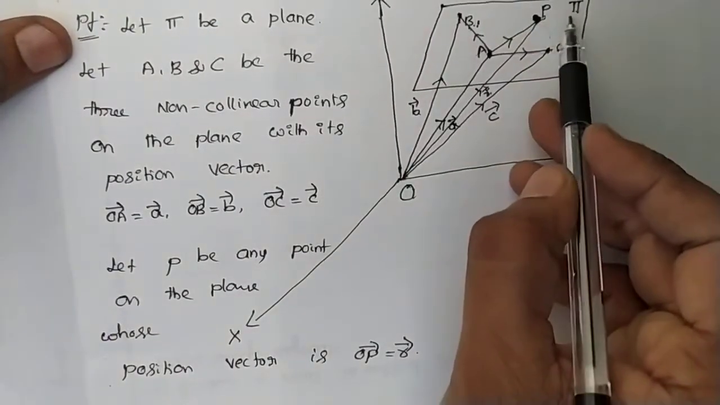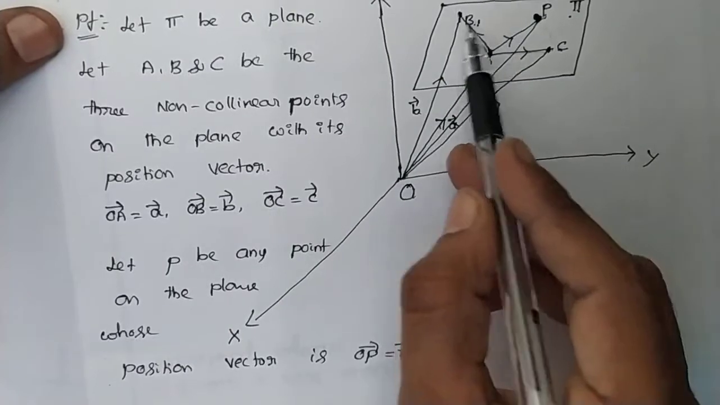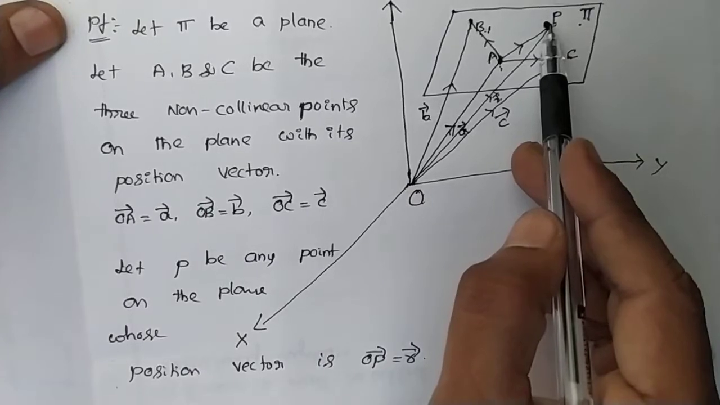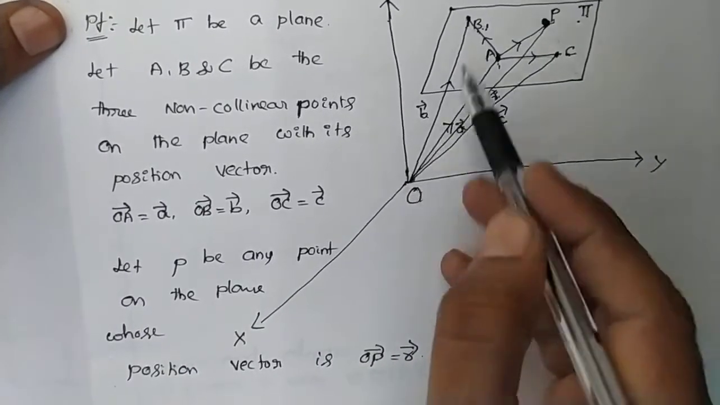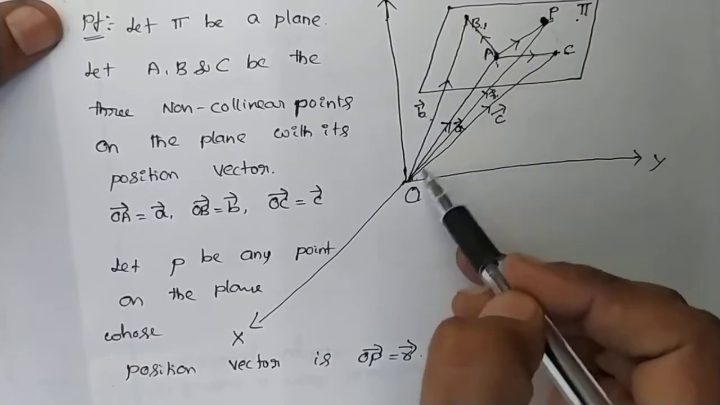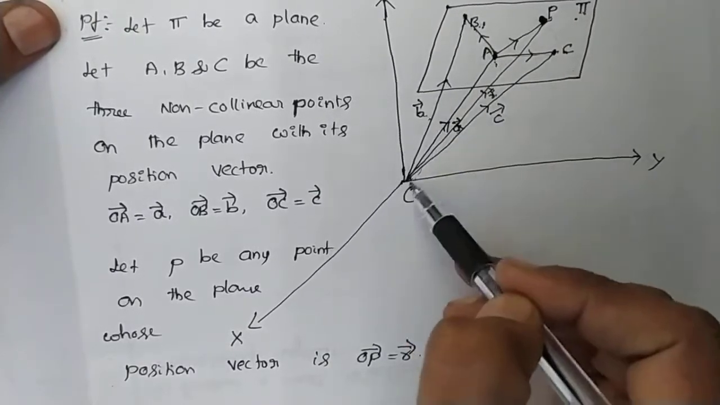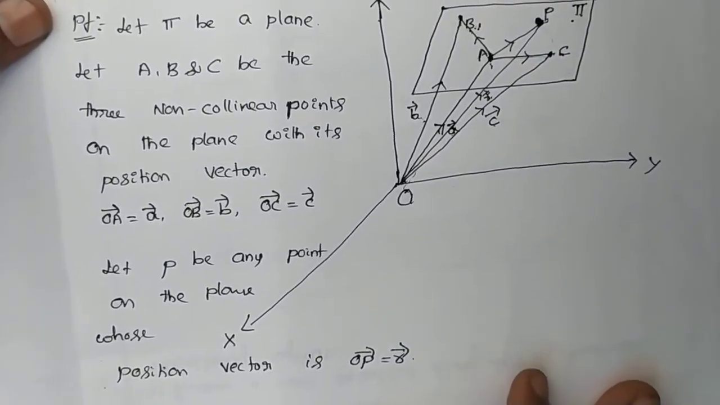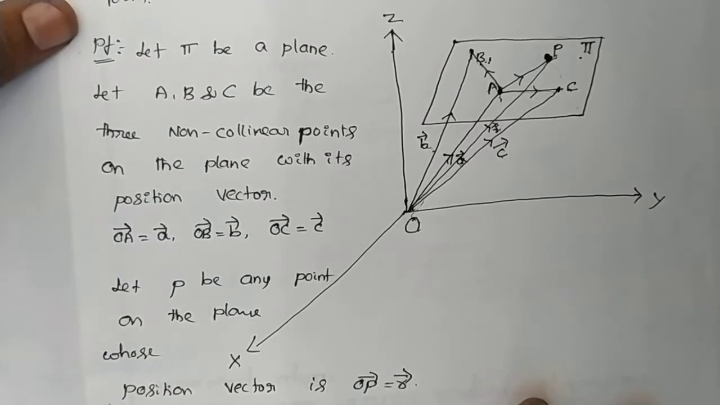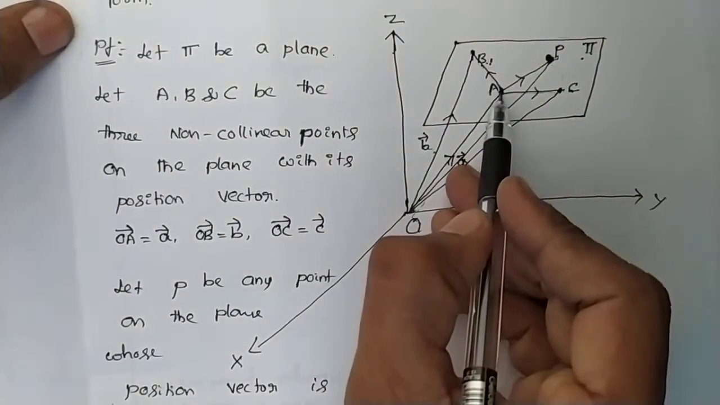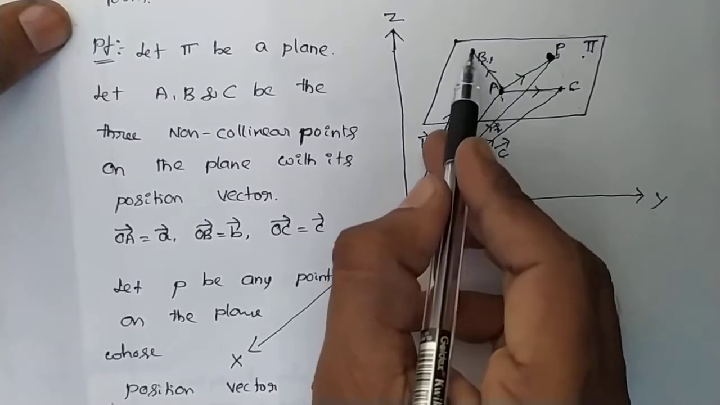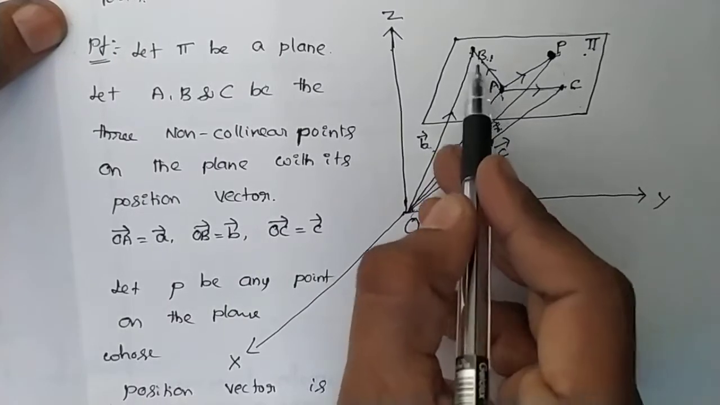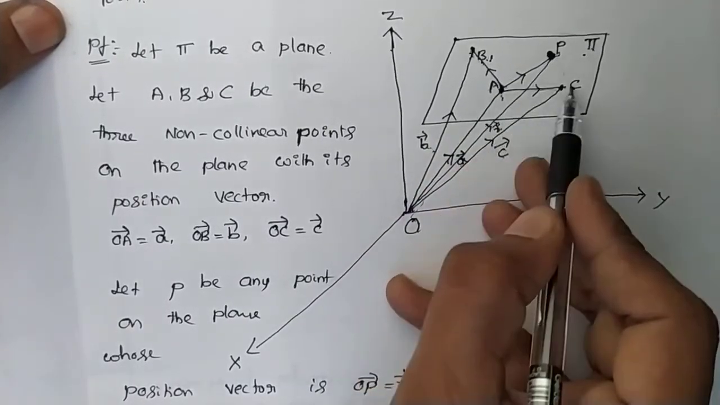Let pi be a plane. A, B and C are the three non-collinear points on the plane. Let P be any point on the plane. OA vector is A vector, OB vector is B vector, OC vector is C vector, OP vector is R vector. You just observe the diagram of this derivation. Here we have three vectors: AB vector, AP vector, AC vector.